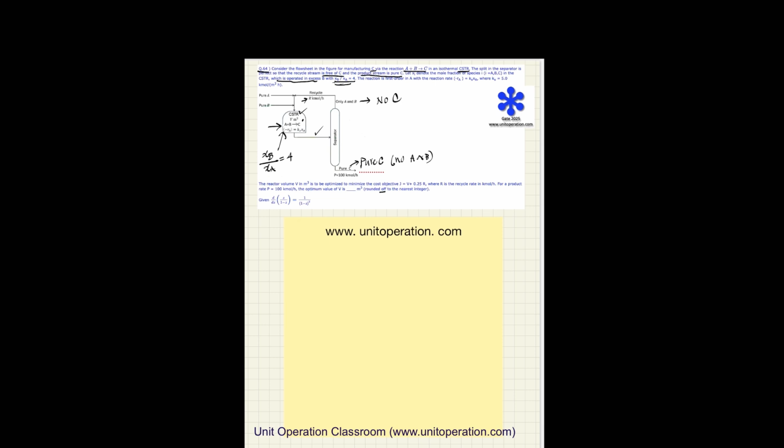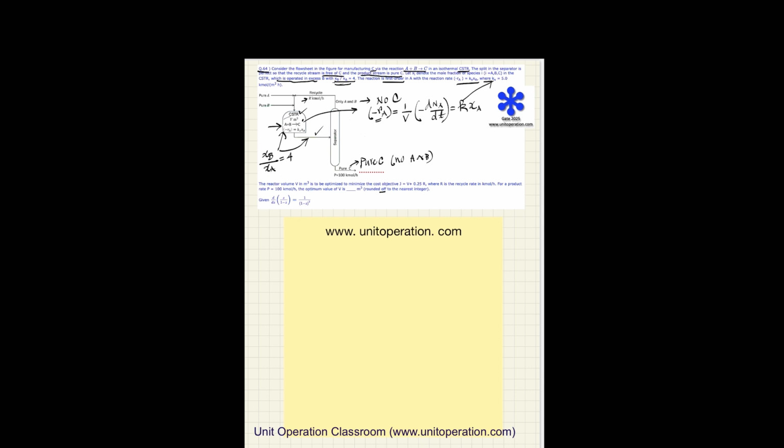For a CSTR, whatever the concentration inside the CSTR must be the same as the concentration in the outgoing stream. The rate of reaction is first order, and it is already given. In the CSTR, negative of RA is equal to 1 by V, negative of dNA over dt, and that's equal to K XA, where K is given as 5 kilomole per meter cube per hour, which is the same unit as the reaction rate. So this is the information given.